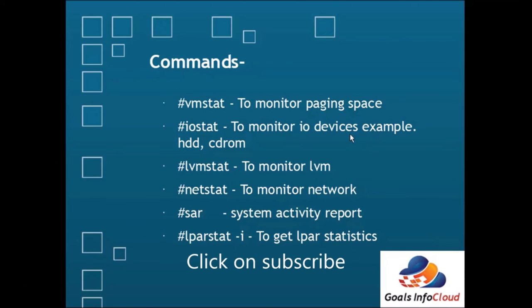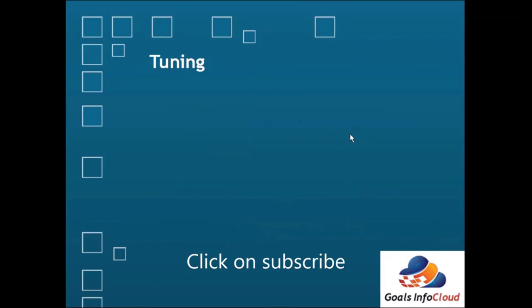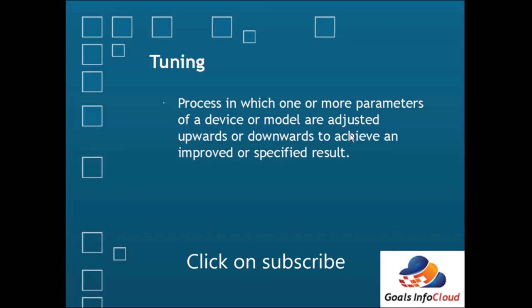Let's see the tuning. Why is tuning required? Again, a simple definition for tuning: it is a process in which one or more parameters of a device or a model are adjusted upwards or downwards to achieve an improved or specified result. So to get good performance from the system, sometimes we need to tune the parameters.